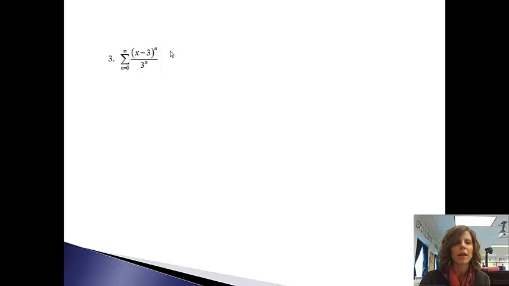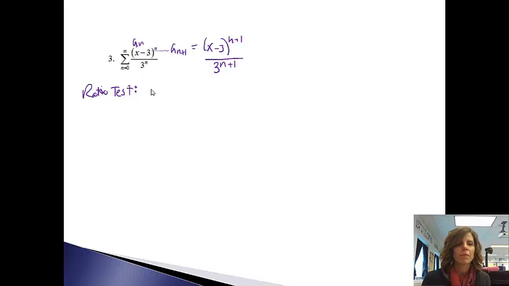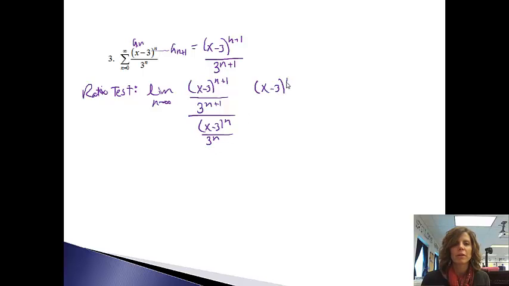All right, what I'm going to do on this one, once again, this is my a sub n. My a sub n plus 1 will equal x minus 3 to the n plus 1 over 3 to the n plus 1. So if I use the ratio test once again, we are going to do the limit as n approaches infinity of x minus 3 to the n plus 1 over 3 to the n plus 1 divided by a sub n, which will be x minus 3 to the n over 3 to the n. So I will multiply by the reciprocal.